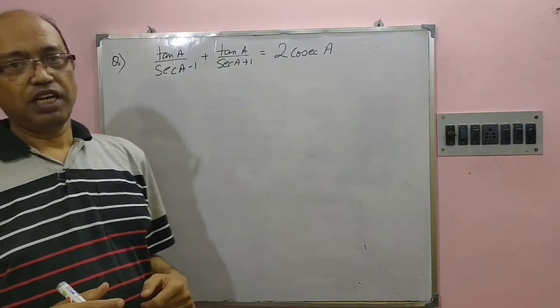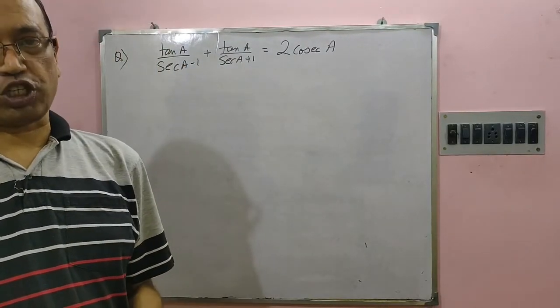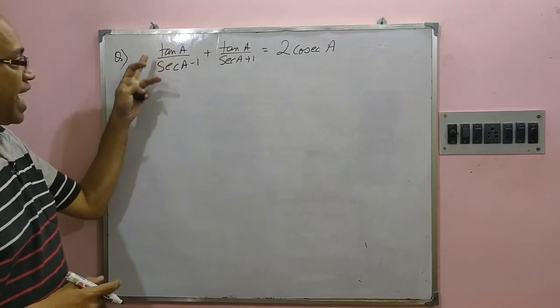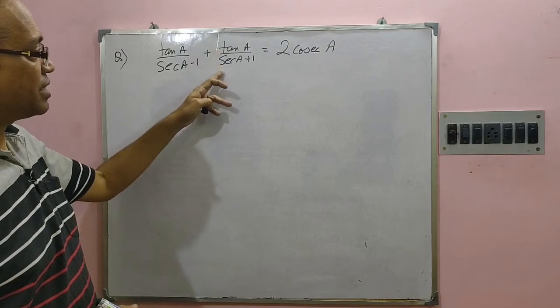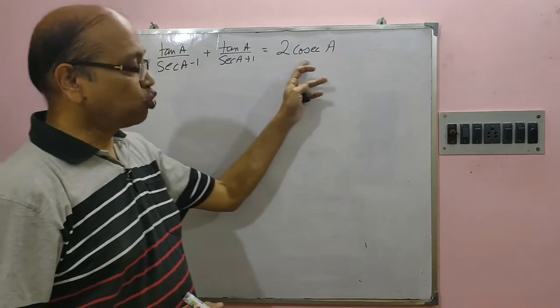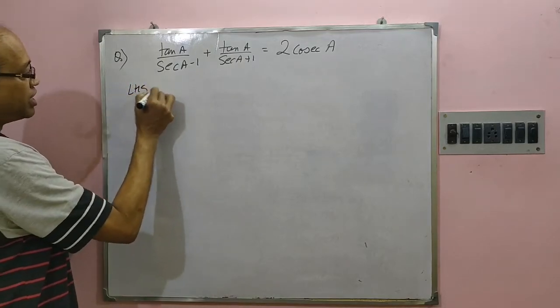Good evening, students. Let's carry on with our trigonometrical identity questions. The next question: tan A by secant A minus 1 plus tan A by secant A plus 1 is 2 cosecant A. Left hand side, let's move on to the left hand side.